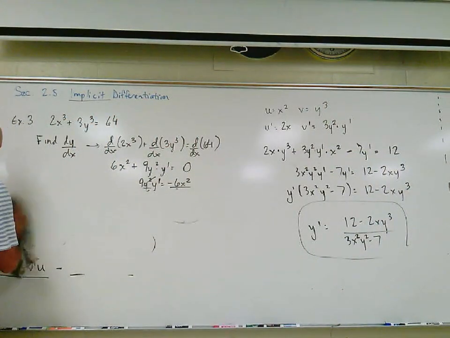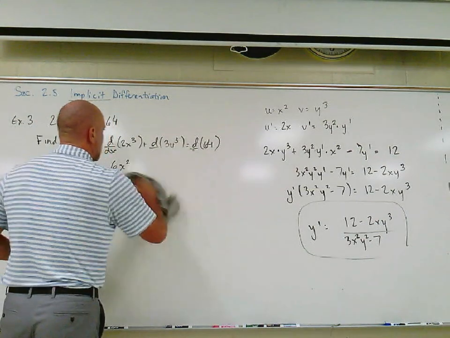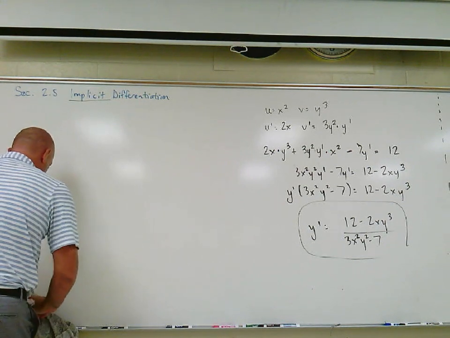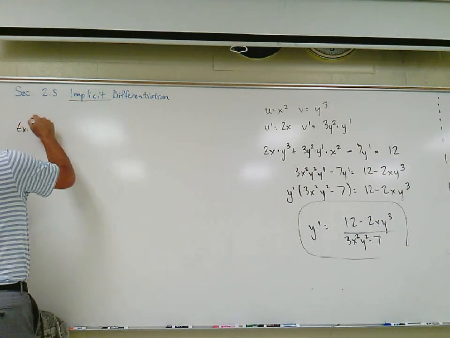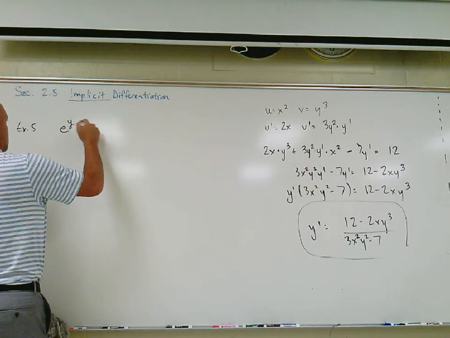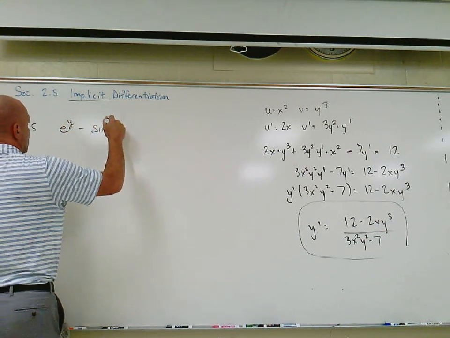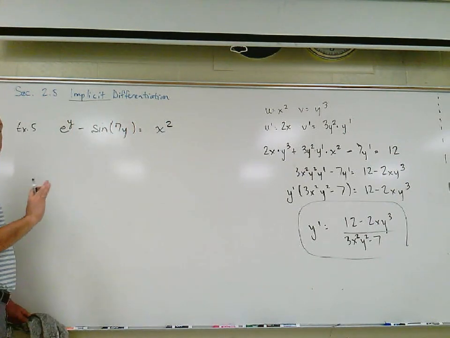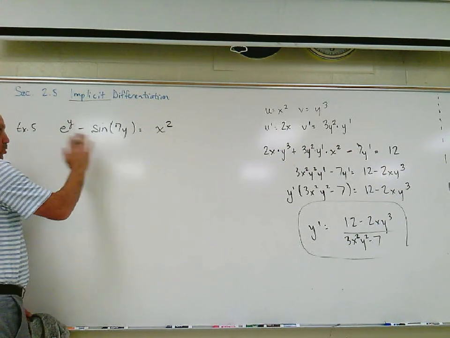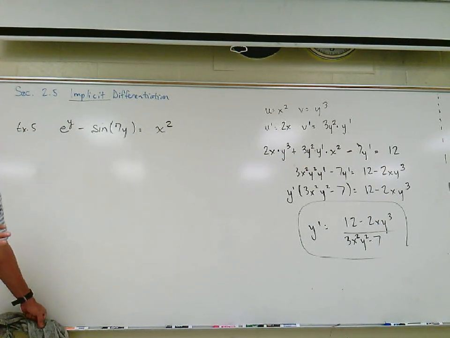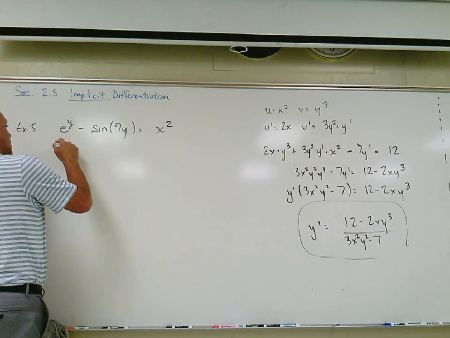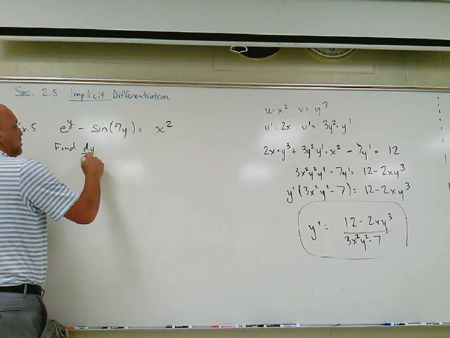But that's it. Now, the last one I want to look at, because we're running low on time, is the transcendental functions. Don't forget how you would do those implicitly. So let's say our last example, example 5 here: e to the y minus sine of 7y equals x squared. The good news is there's no product rule. But you should have chain rule. So find dy over dx, go. See if you can do this one.